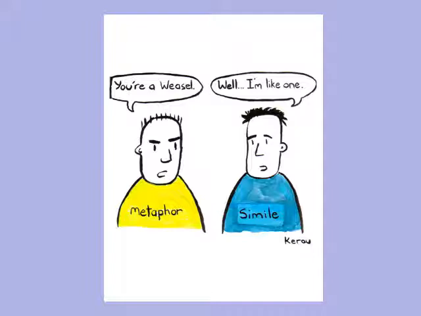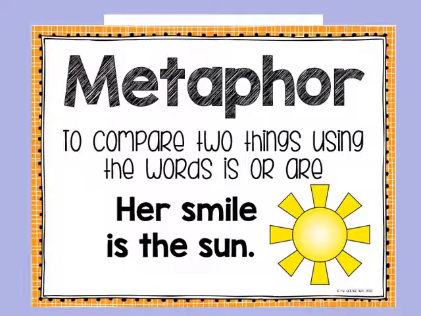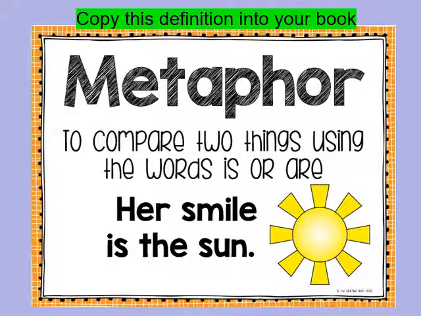Now, a metaphor is when you compare one thing to another by saying it is that thing, like that chap there says you're a weasel. And a simile is when you compare one thing to another by saying it's like another. Well, I'm like a weasel is a simile. So write this definition into your books. A metaphor is when one thing is compared to another by saying it is that thing.